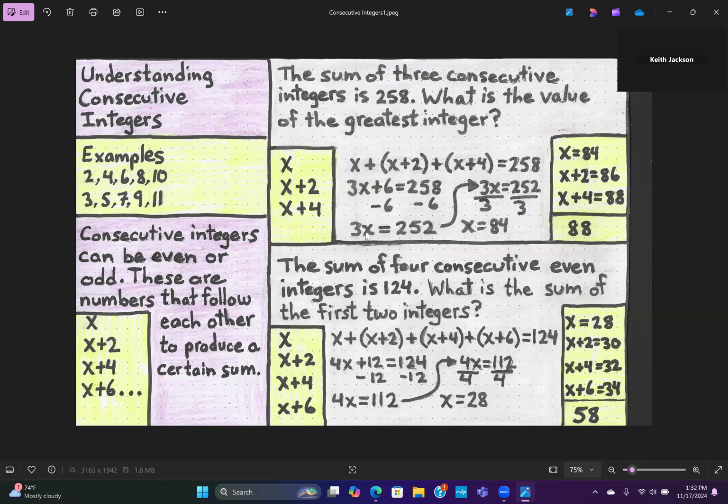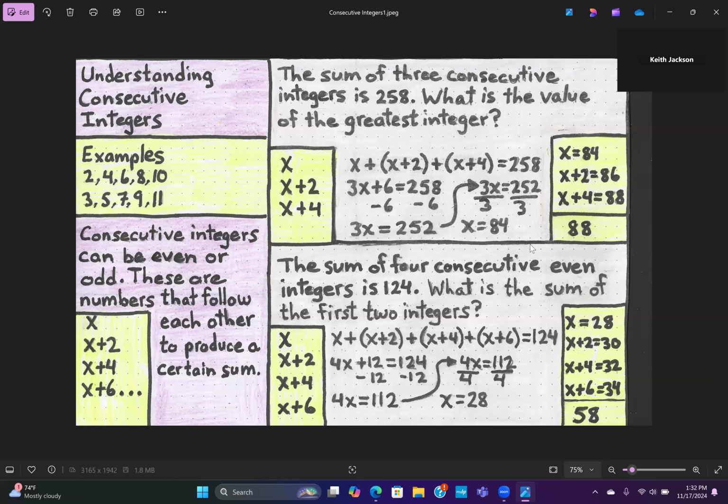In order to find out what x is, we're going to take 3x is equal to 252, and divide both sides by 3. When we do that, we will discover that when 252 is divided by 3, x is equal to 84. So 84 is our x value.